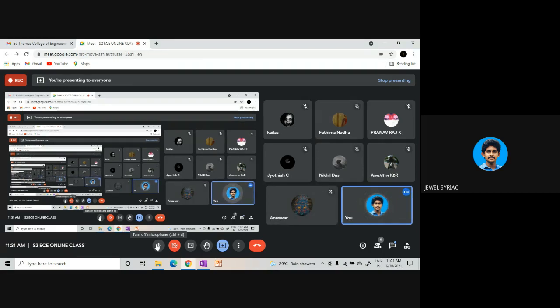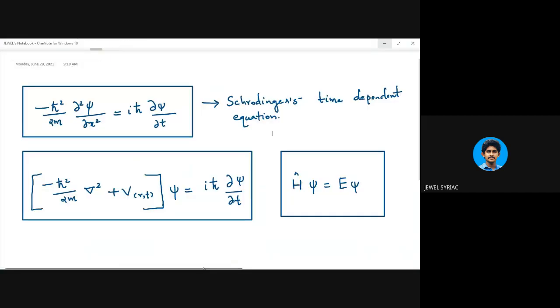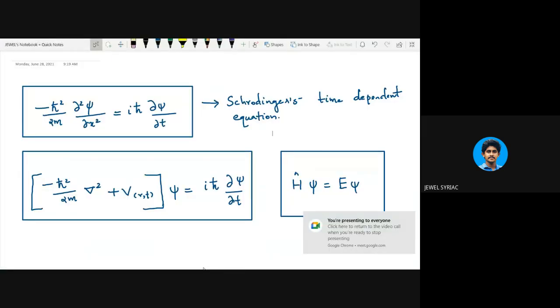Okay, so start ചെയ്യാം. So നമ്മൾ കഴിഞ്ഞ ക്ലാസ്സിൽ ഡിസ്കസ് ചെയ്തുകൊണ്ടിരുന്ന സ്ക്രോഡിഞ്ചേഴ്സ് ഫസ്റ്റ് ഇക്വേഷൻ ഓർ സ്ക്രോഡിഞ്ചേഴ്സ് ടൈം ഡിപെൻഡന്റ് ഇക്വേഷൻ. It is written as minus h cut square by 2m dou square psi by dou x square equal to i h cut dou psi by dou t.